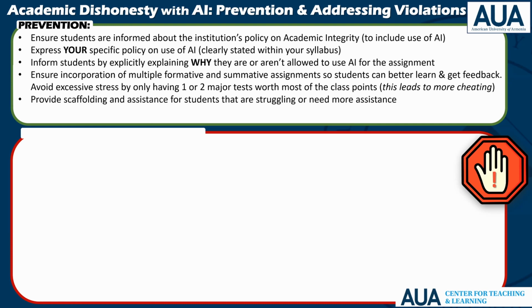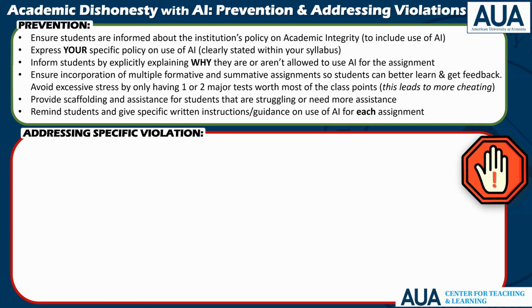Additionally, provide scaffolding and assistance for students that are struggling or need more assistance. AI could be used to help in the creation of scaffolding and to help the students who are trying to learn the information. AI is a very powerful tool in that it can create practice tests. It can create additional explanations of assignments or of the topic. So AI should be used by the instructor in order to create this scaffolding and to help the student. The more that we have that available, the more the student will be able to understand and the less likely to cheat.